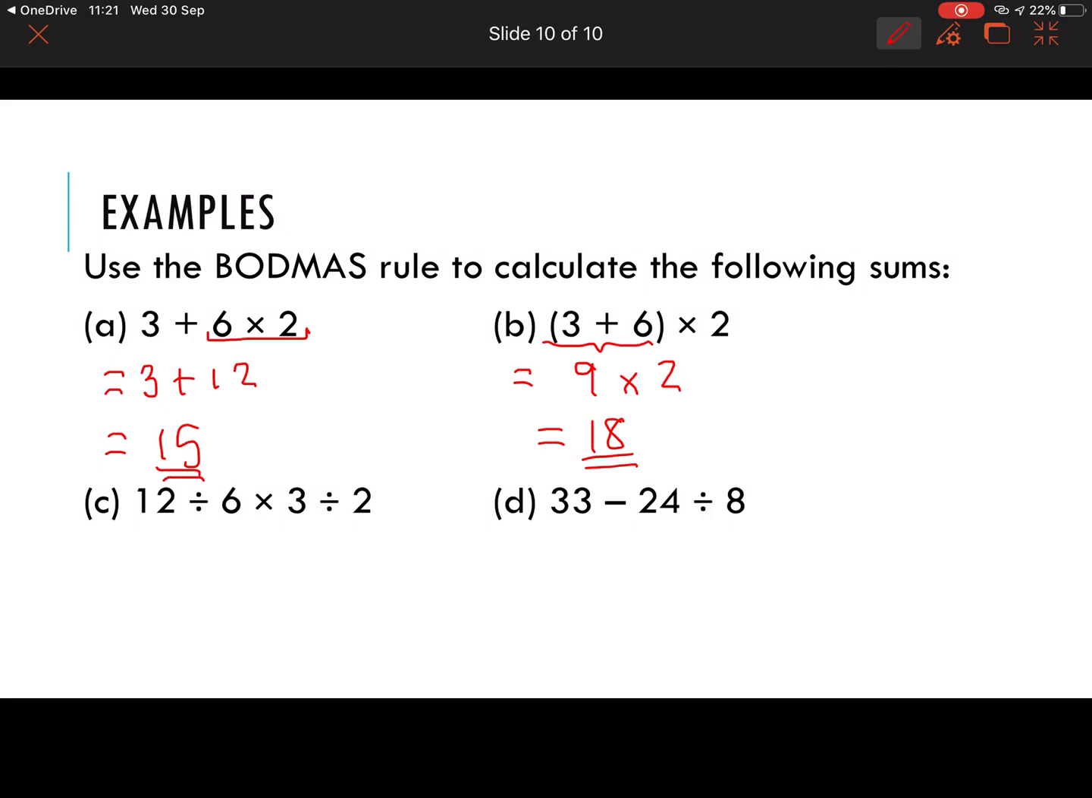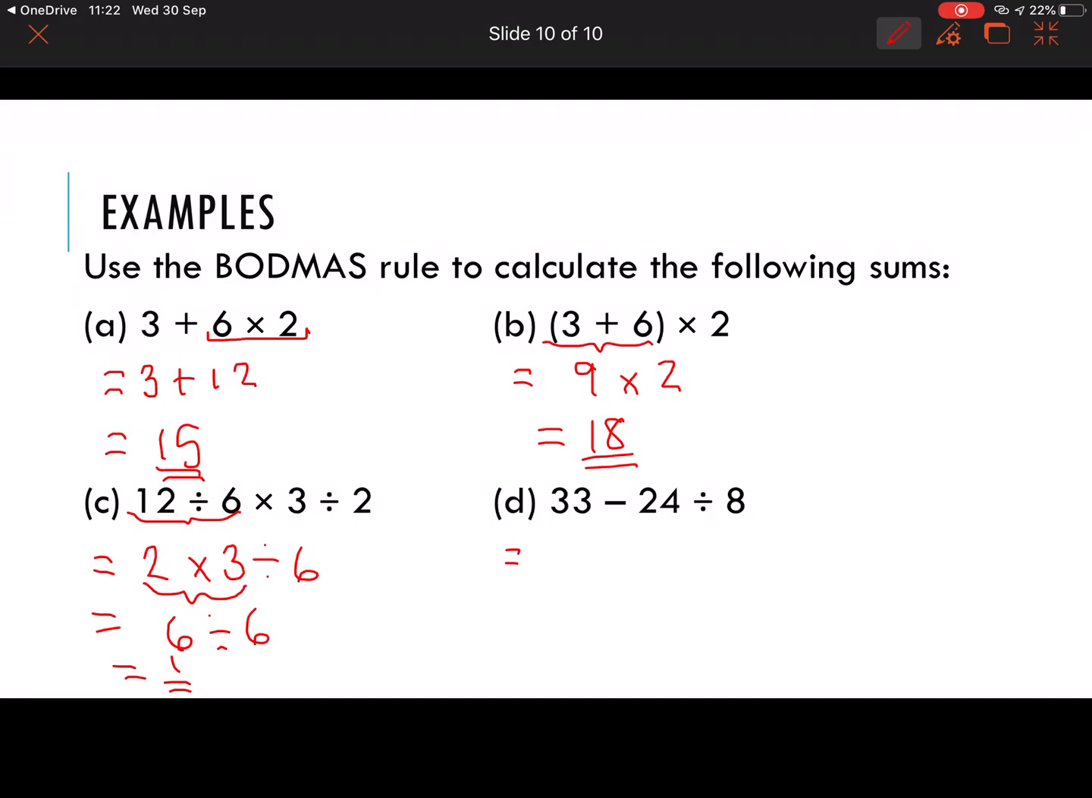Okay, in part C, all we have is divide and multiply. Now you can divide and multiply either way around, it doesn't matter. So we can just work from left to right in this one. So let's start by doing 12 divided by 6, that's 2. We've still got to times 3 divide by 2. So we'll do our 2 times 3 next, which is 6. And I've still got to divide that by 6, which gives me 1.